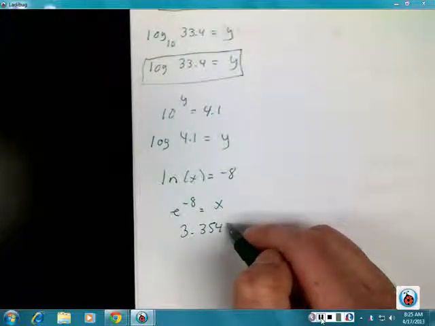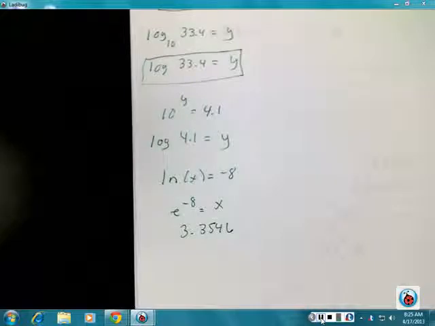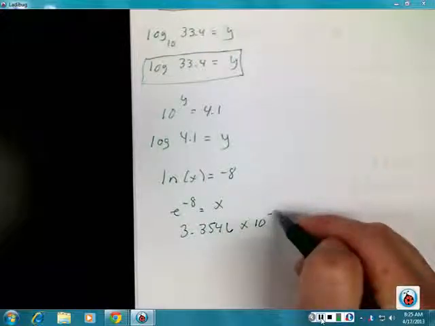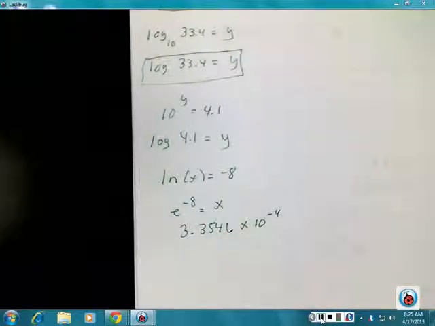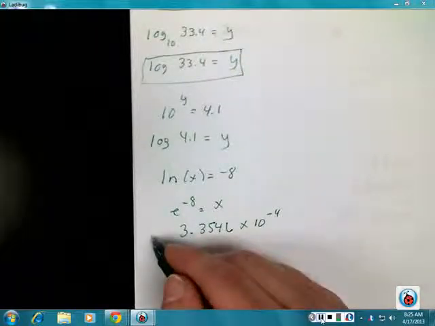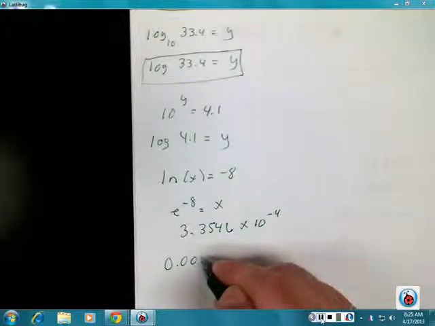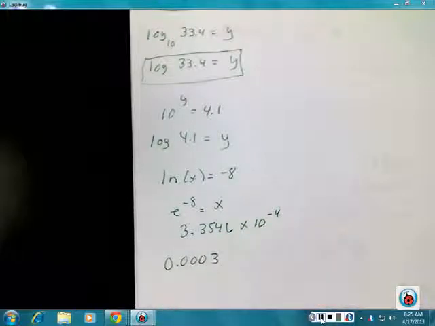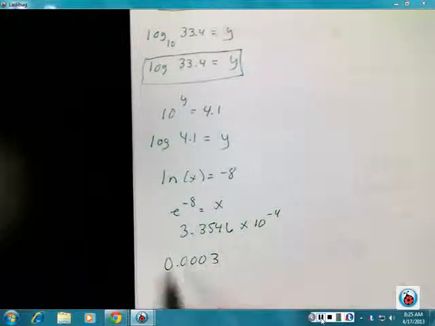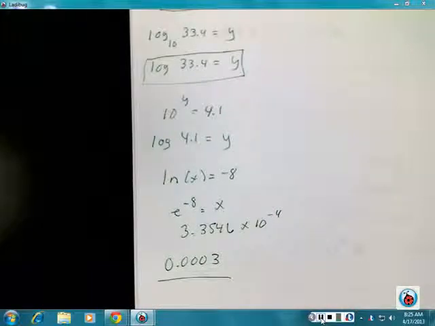3.3546, times 10 to the negative fourth. And so because it's to the negative fourth, I could move this decimal point back 4 places. And my answer would just simply be that, because if I move it 1, 2, 3, 4 back, I would end up getting that for the value for that one.